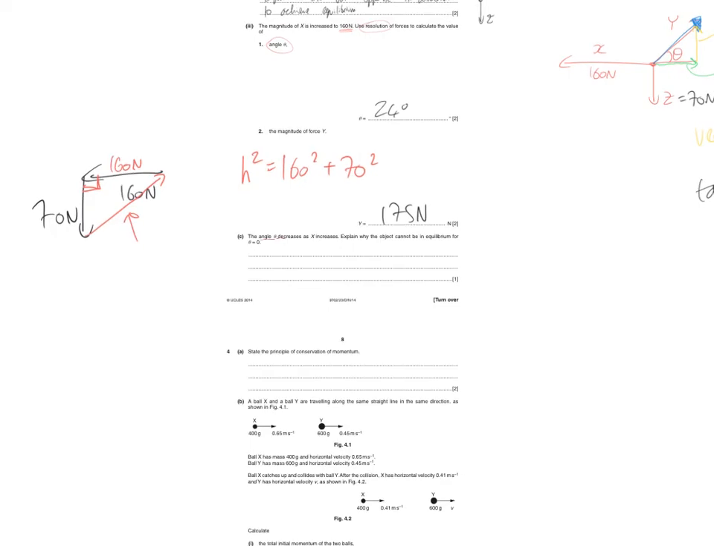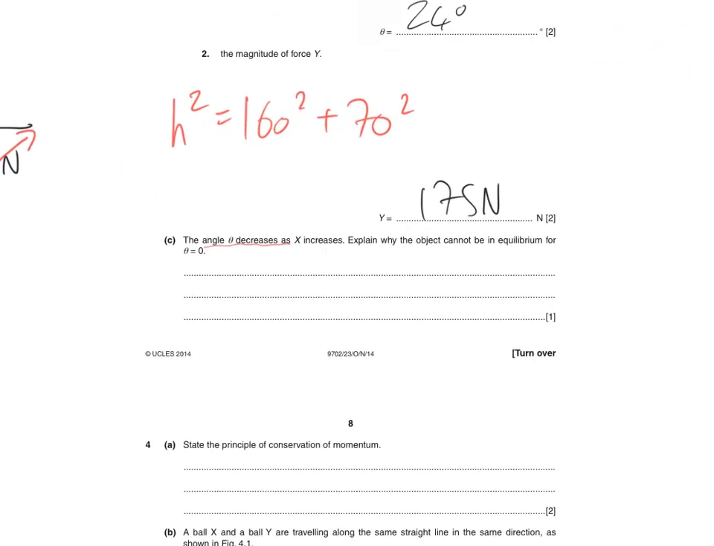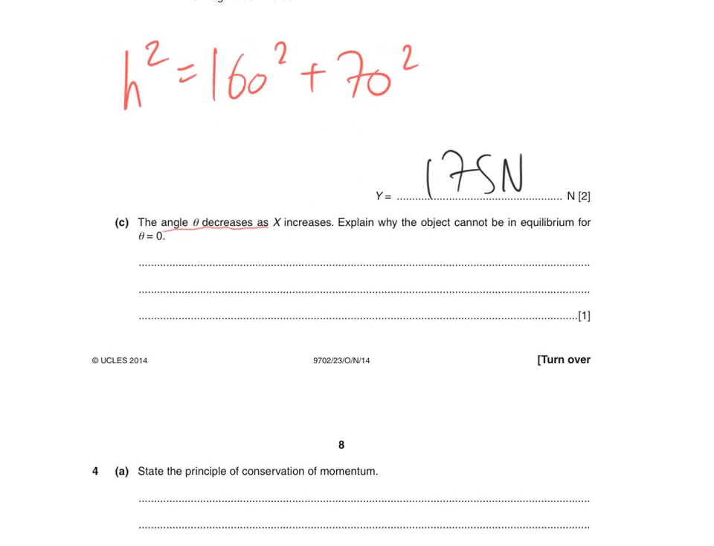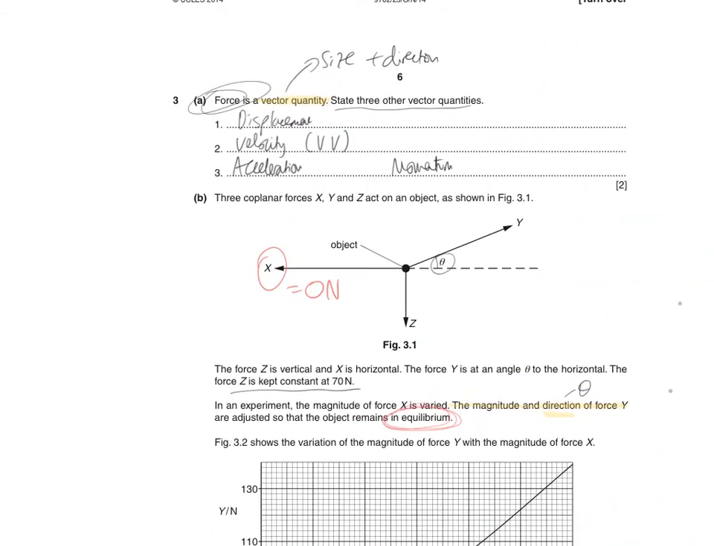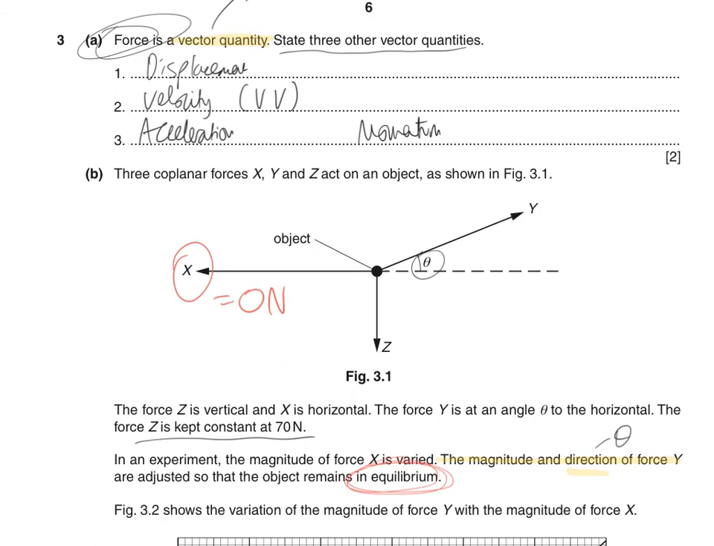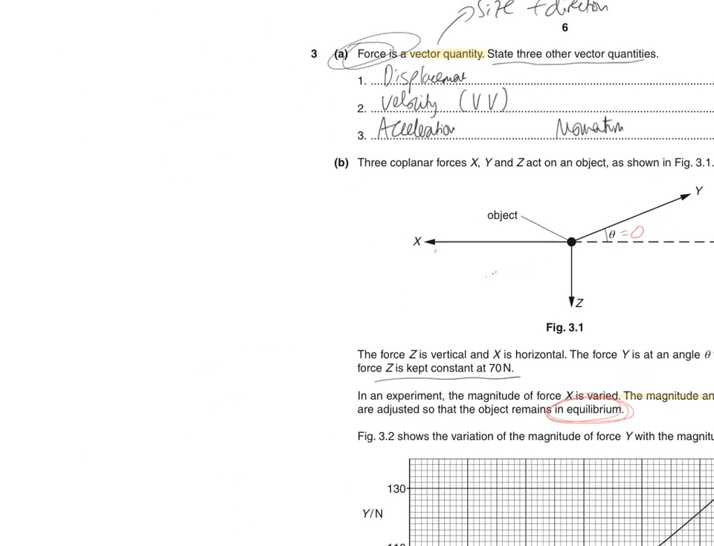Well, the next question tells you that the angle theta decreases as x increases. Explain why the object cannot be in equilibrium for theta equals 0. Let's return to our diagram up here. Remember that we're decreasing theta as x increases. So if we go back to here, we're asking why this cannot be in equilibrium when theta equals 0. When theta equals 0, we're left with this situation here.